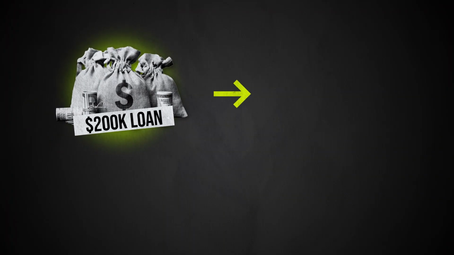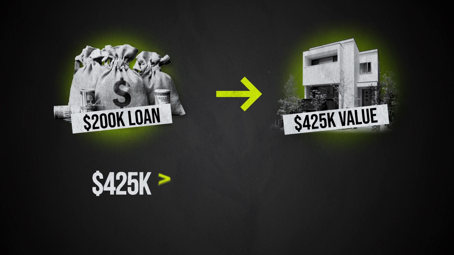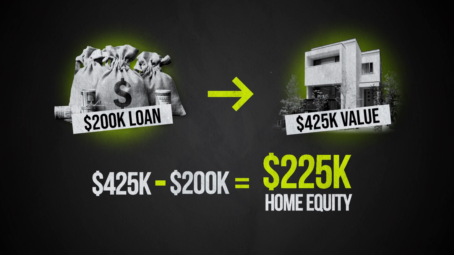Like most people, we have mortgages on our properties. So when you want to determine how much home equity you have, you'll basically take your home's estimated value minus the amount of your loan, right? So in this scenario, if you had a $200,000 home loan and your home's estimated value was $425,000, then you would have, well, 425 minus $200,000, so you have $225,000 in home equity.